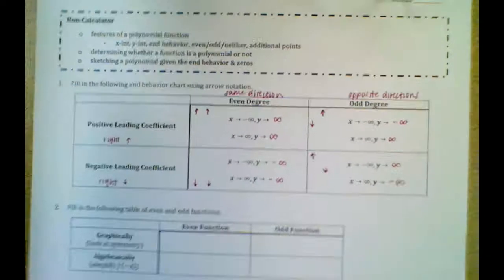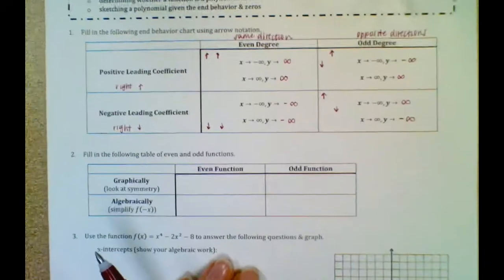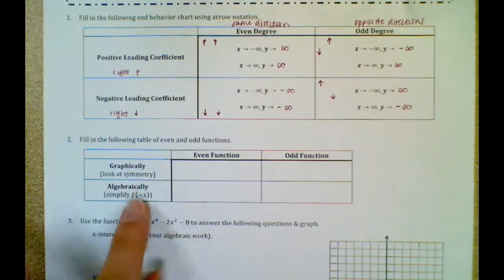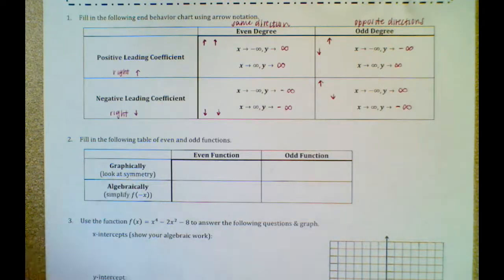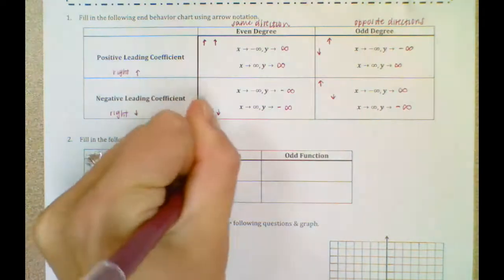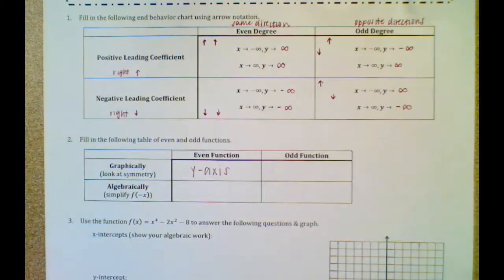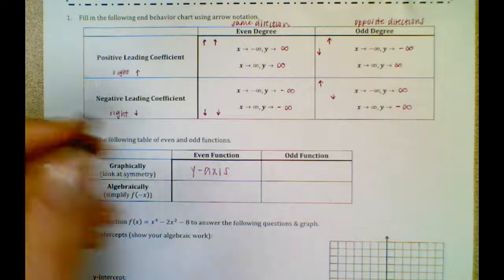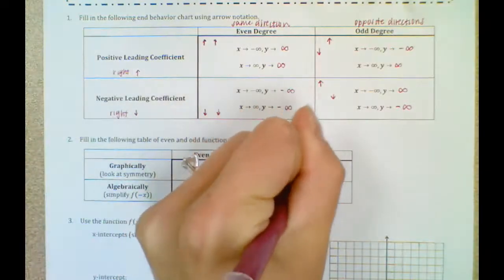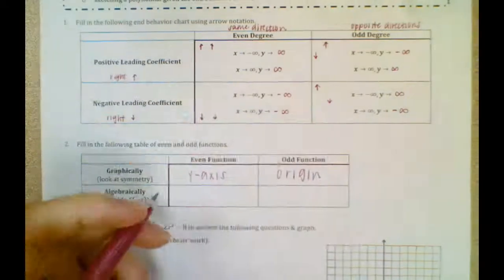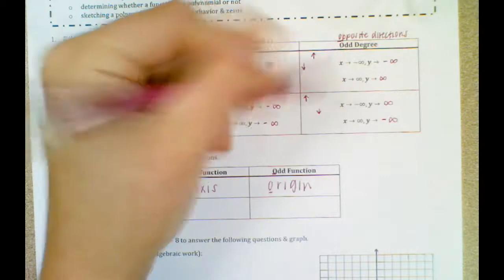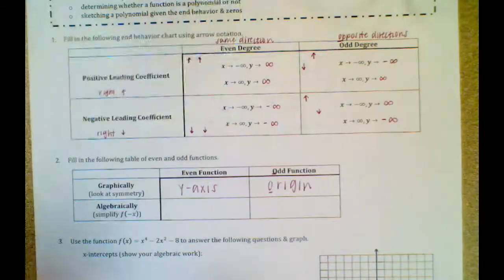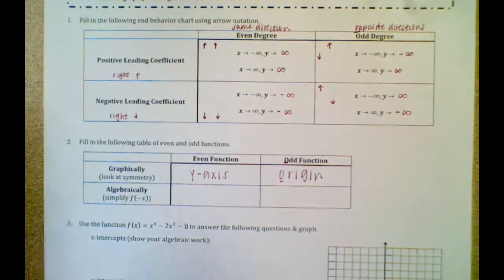All right, now it says fill in the following table of even and odd functions. Graphically, remember that an even function is symmetric with the y-axis, and an odd function graphically is symmetric with the origin. I like to think of odd functions as all O's, right? Odd, opposite, odd, origin, they all go together. That's a way for you guys to remember.